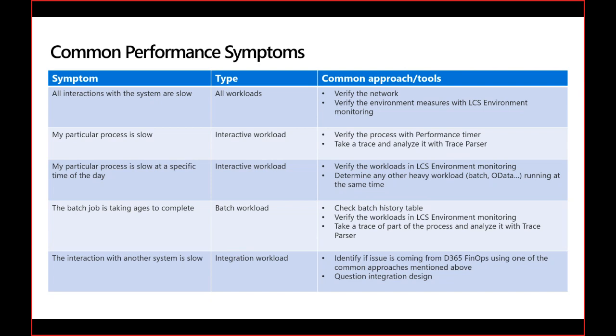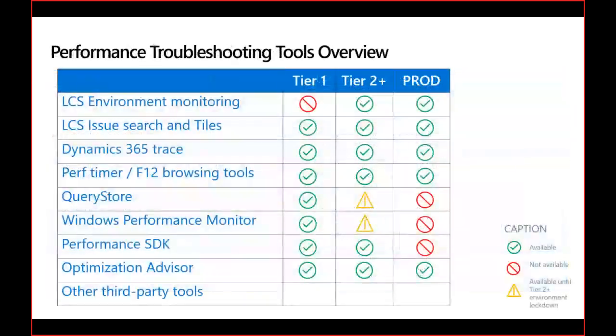And then the last example here is integration, where another system is slow. We see this a lot. First of all, we have to identify if the issue is coming from Dynamics 365 for finance and operations, or maybe it's coming from the other system we integrate with. Once we discover this, we can use similar tuning techniques. We also always have to question the integration design, which could be a wrong design from the beginning, which can lead to serious performance issues, and whatever tuning we try to do, we don't come to an acceptable performance.